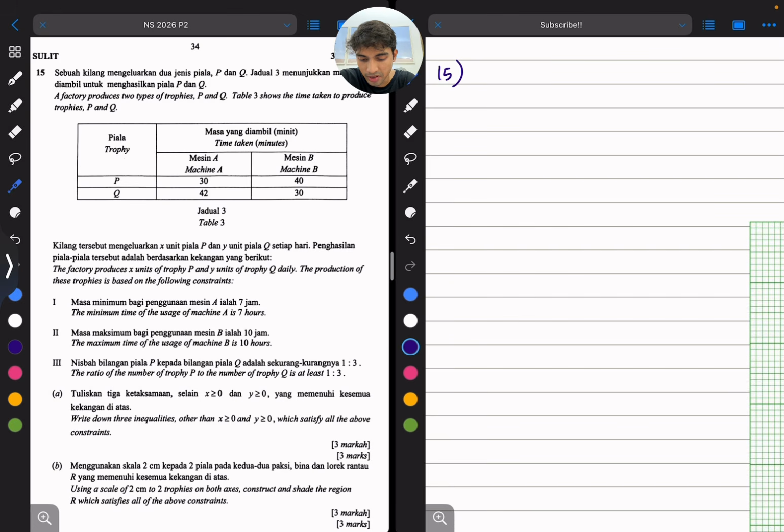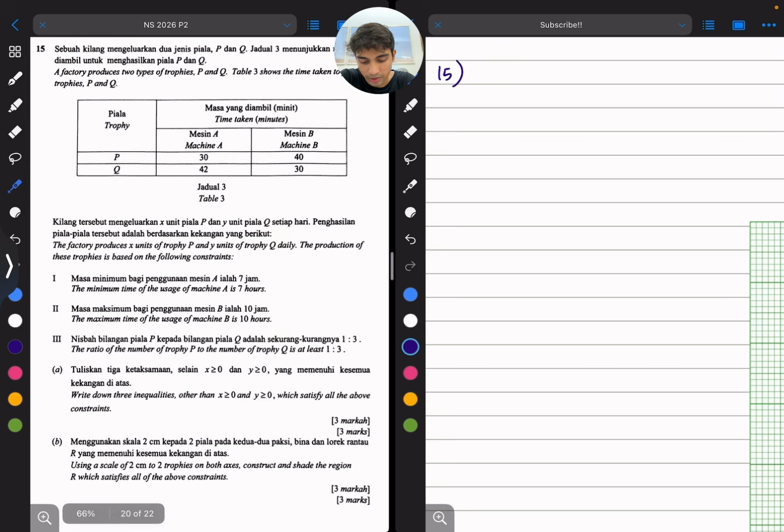A factory produces two types of trophies, P and Q. Table 3 shows the time taken to produce trophies P and Q. So machine A takes 30 minutes to produce trophy P and 42 minutes for trophy Q. The factory produces X units of trophy P and Y units of trophy Q daily. Production of these trophies is based on the following constraints.